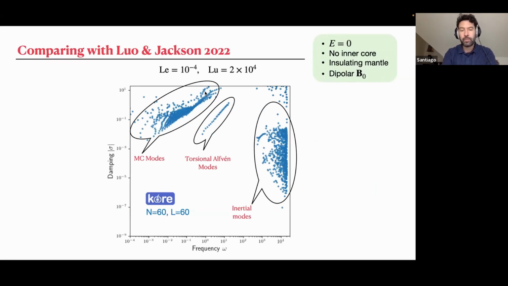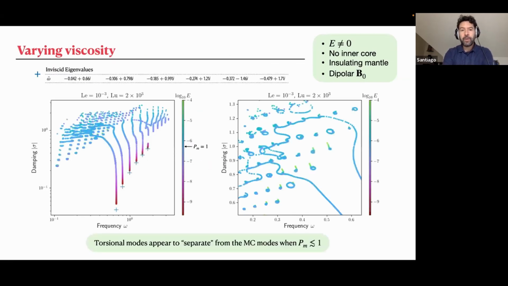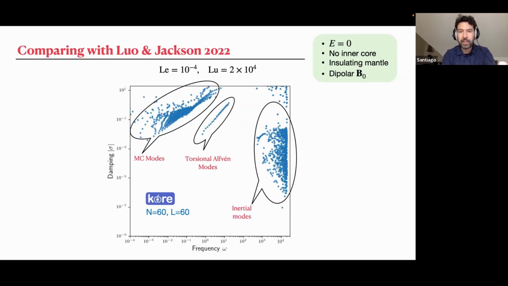These are what we call magnetocoriolis modes. These are torsional Alfvén modes. And this other bunch over here are inertial modes. So we are going to focus especially on these torsional Alfvén modes. Now, we are going to include viscosity. So in this case that I showed you, this is inviscid, as I hope you can see in the parameters here. There is no viscosity, that means that the Ekman number is 0. There is no inner core, the mantle is insulating, and there is a dipolar background magnetic field. And those are the conditions for the comparison.